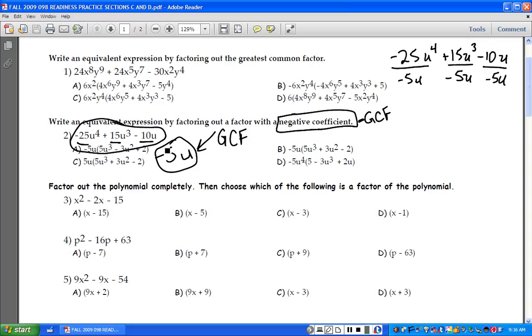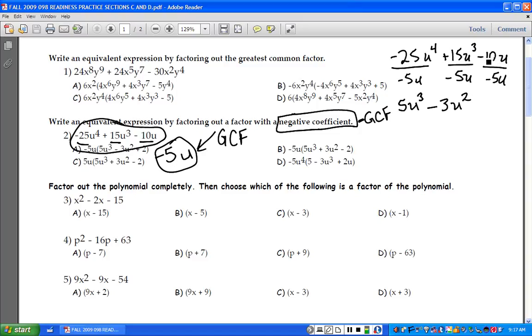Okay, so negative 25u to the fourth divided by negative 5u. Negative divided by negative is a positive. 25 divided by 5 is 5. U to the fourth over u to the first, 4 minus 1 would be u to the third. Then you have positive 15 divided by negative 5, which is a negative 3. U to the third over u to the first, 3 minus 1 would be u squared.